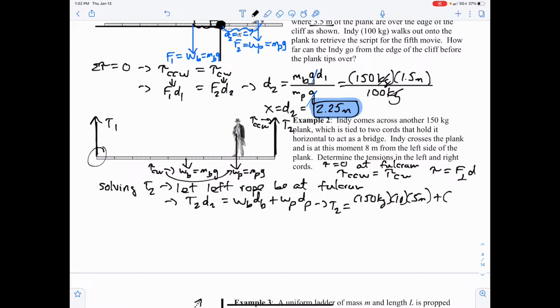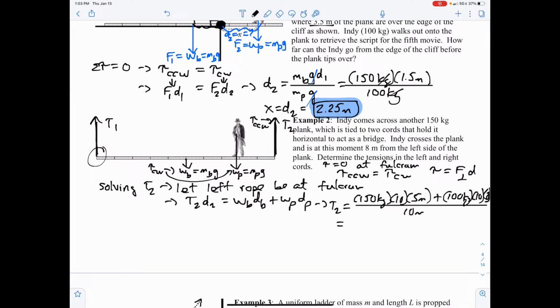Now we're on the second part, the weight of the person. The weight of the person would be 100 kilograms times 10 times 8. Kind of hard to squeeze that in there, because Indy is 8 meters away from the left-hand side of the board. And all of that is going to be divided by distance 2. You can see that T2 is 10 meters away from that fulcrum point.